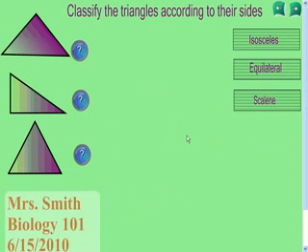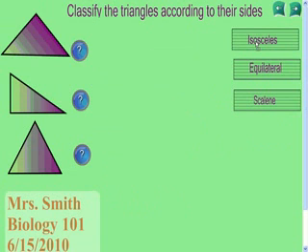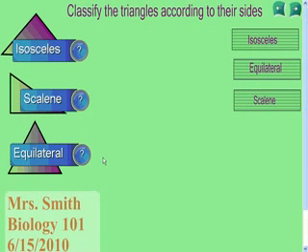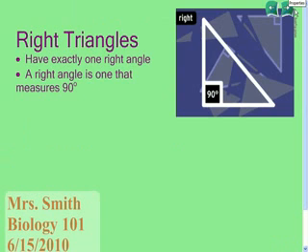And then here I have 3 triangles where students have to classify the triangles according to their sides. They would drag over and put beside each triangle where they think the isosceles, the equilateral, the scalene triangle is, and then they could click on the buttons to see if they're correct, and you could reset it for the next student if you wanted to.